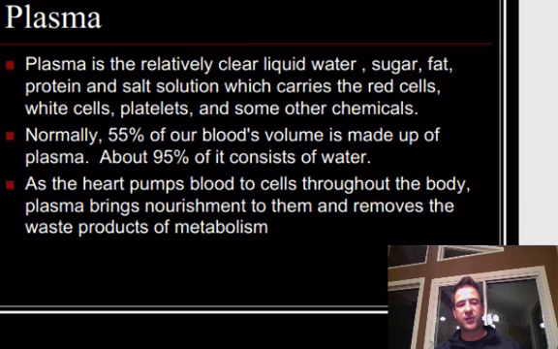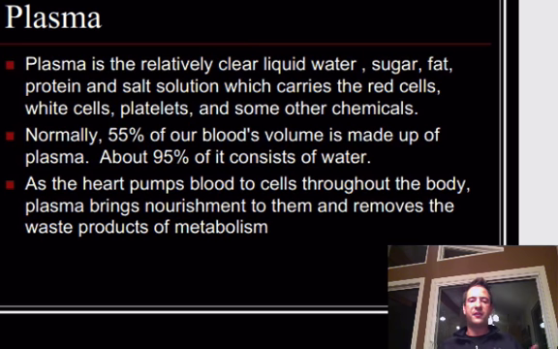So plasma. First, let's just talk about the different components. So plasma, it's a relatively clear liquid comprised of water, sugar, fat, protein, and a salt solution, and it's going to carry the red blood cells, the white blood cells, platelets, and also other chemicals. So if we think about some incidents where we can track pathogens, stuff that attacks our cells, sometimes we can get incidents where things get in our blood cells, and then those can cause mutations within our body, but we can also become ill if we have poisoning to our blood.